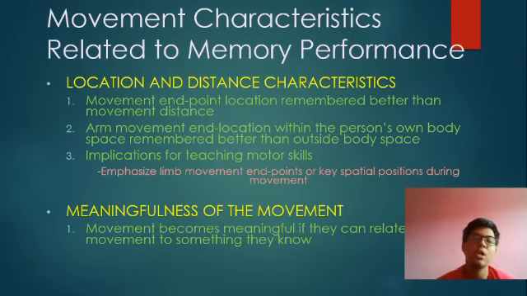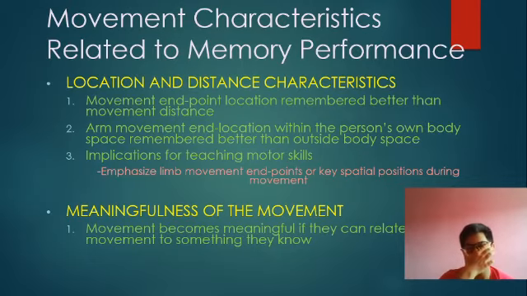So next one is movement characteristics related to memory performance. The first characteristic is about location and distance. Movement endpoint location is remembered better than movement distance, which means that the endpoint location of any object movement is often easily remembered compared to the movement distance itself.